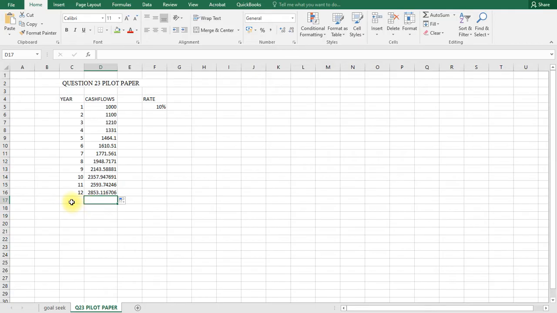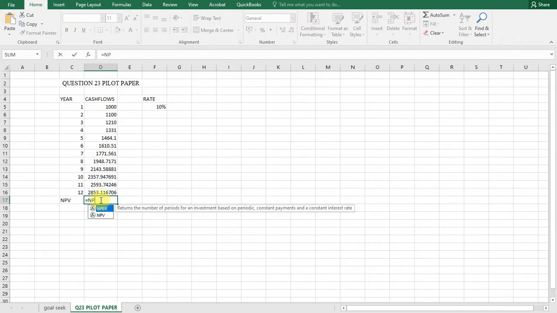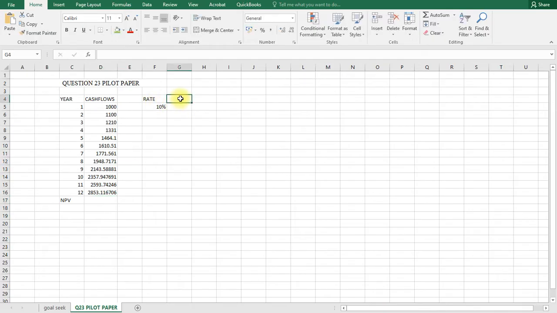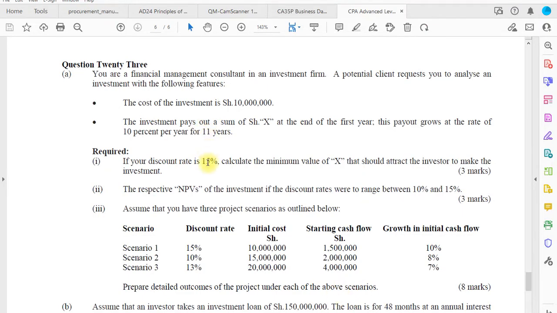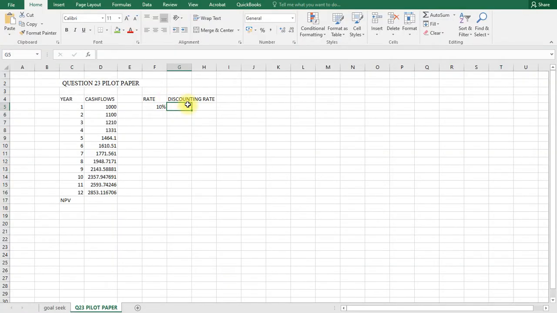And I will find the NPV under this category. I will write NPV, and I will activate this cell, equals to NPV. NPV requires us to have a rate, so I've not written the discounting rate. We are told in the question the discounting rate is 15%. So 15% as our discounting rate. I'll come back here, activate this cell, NPV.